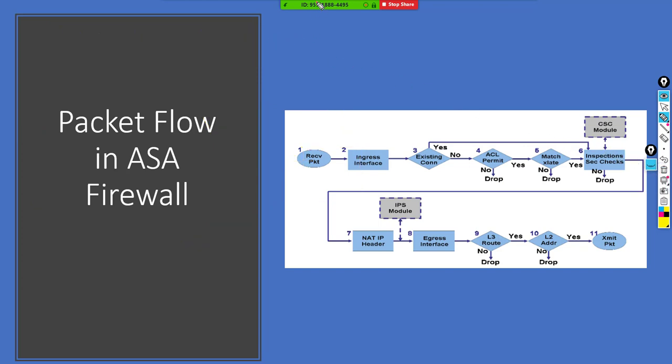Okay, guys. From a beginner point of view, let me just summarize this. There is nothing very advanced we are dealing with here. It's a very basic thing only. Like how we check the packet flow for a switch and a router, now we check the packet flow for the ASA firewall.